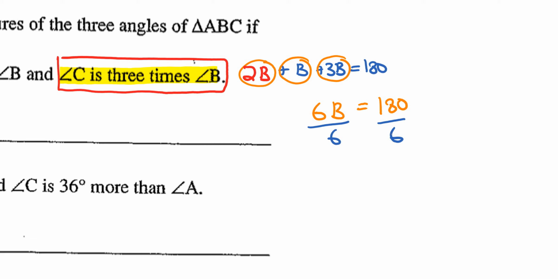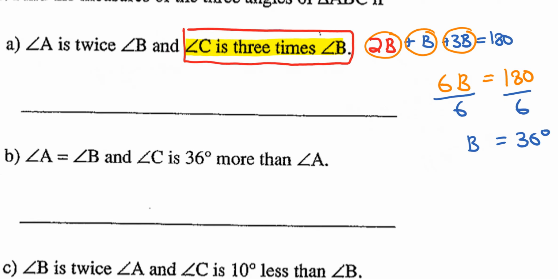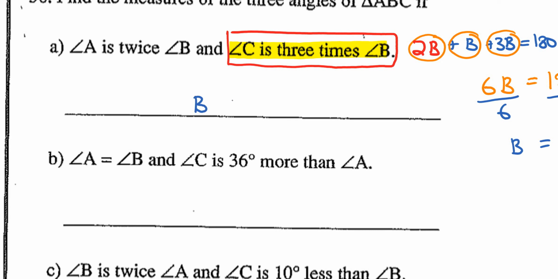So 180 divided by 6 is going to be 30 degrees. So angle B is going to be 30 degrees. Okay, so I know B is 30 degrees. I know angle A is twice angle B, so that means A is going to be double B, so A is going to be 60 degrees. And for angle C, I guess that has to be 90 degrees, right? Because angles in a triangle add up to 180 degrees. So that's how you can do question number 36A.